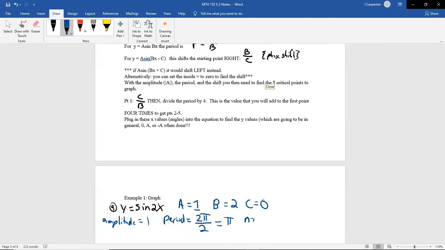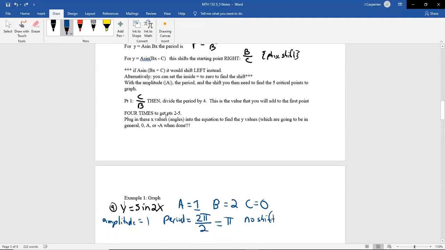Because C is 0, there is no shift. Remember, we're supposed to do C over B, or taking the inside and setting it equal to 0. If you set the inside of 2x equal to 0, you'll get x equals 0, saying that the first point starts at 0 degrees or 0 radians. Now again, I'm going to be doing everything in terms of radians for this. It is much more traditionally done that way. Otherwise, this period I would need to write 360 degrees divided by 2, and then it would be 180 degrees. Don't mix and match your notations. It's just not a great idea.